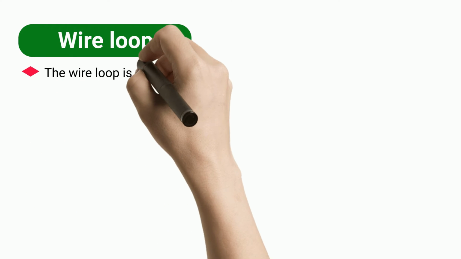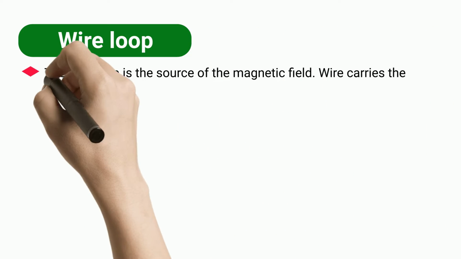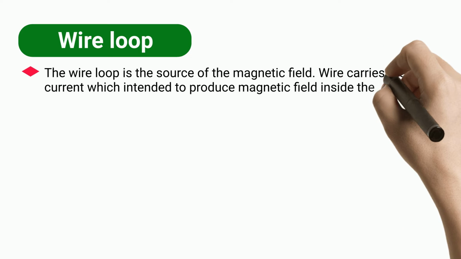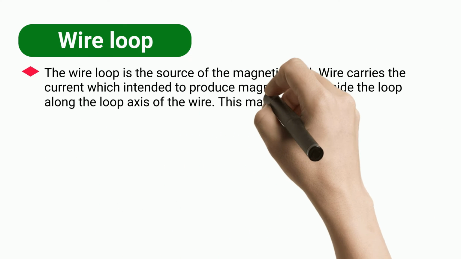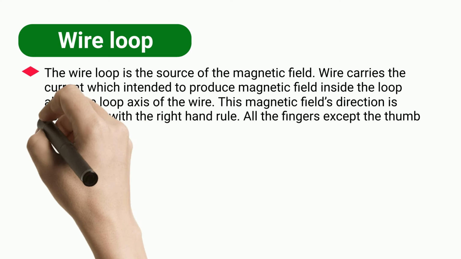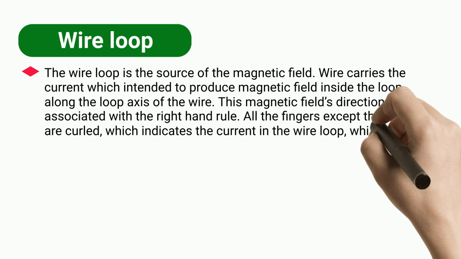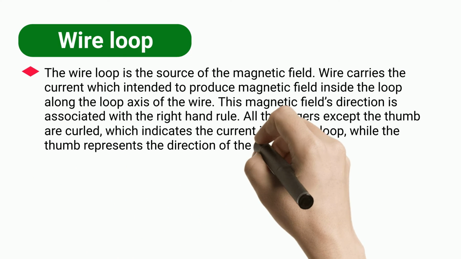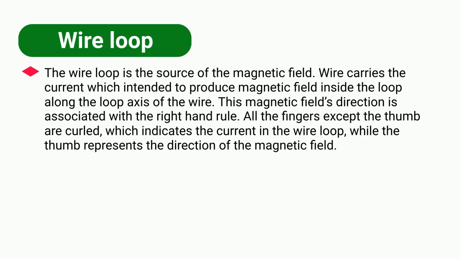Wire loop. The wire loop is the source of the magnetic field. The wire carries the current, which produces a magnetic field inside the loop along the loop axis of the wire. The direction of this magnetic field is associated with the right-hand rule. All the fingers except the thumb are curled, which indicates the current in the wire loop, while the thumb represents the direction of the magnetic field.